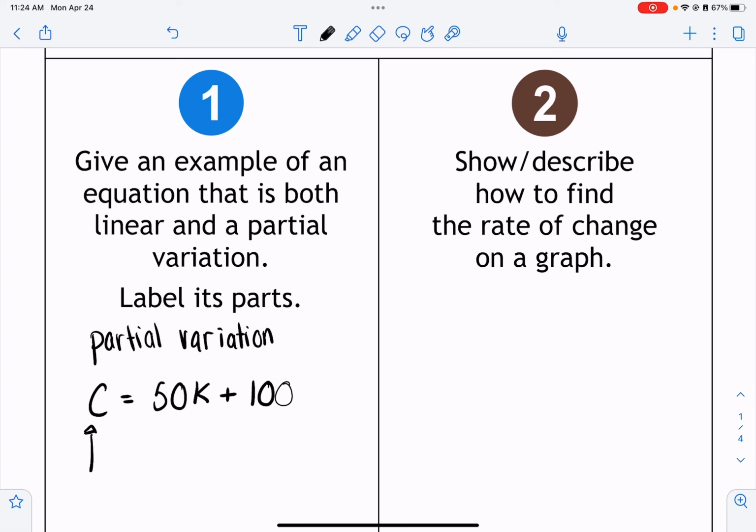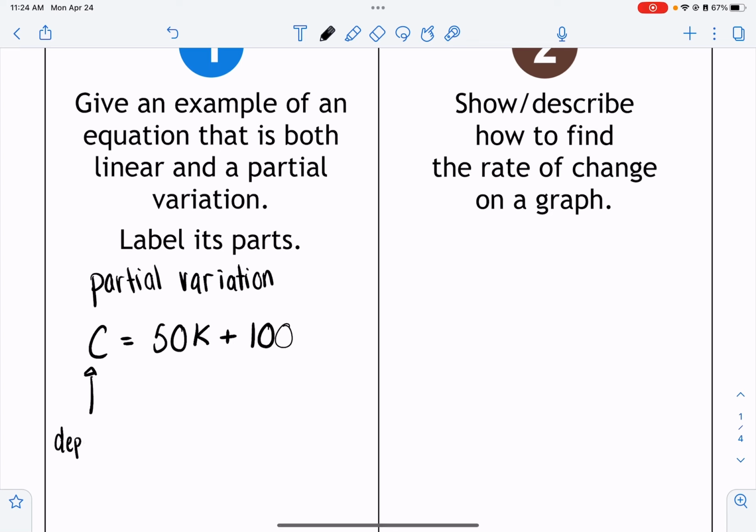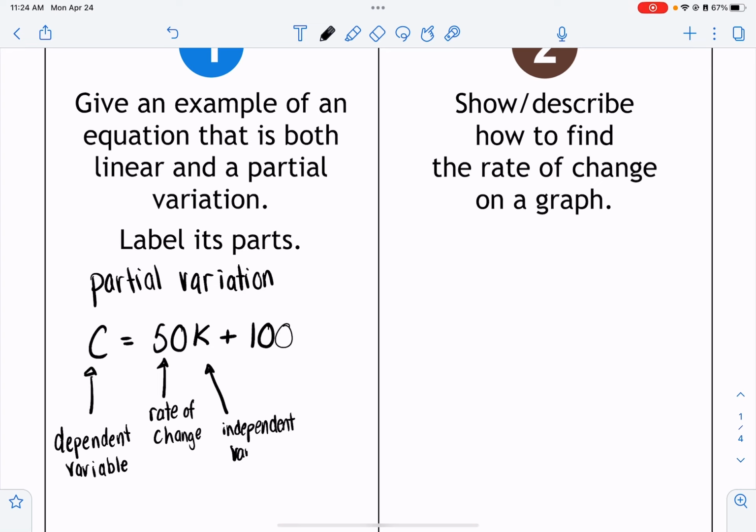Where C is the dependent variable, right? That's usually what is on its own, because it depends on the other variable. 50, that's your rate of change. K is your independent variable, right? That's the one that will determine the dependent variable. That's the one that kind of stands on its own a little bit more. And then 100 here, that is your initial value. So again, a partial variation is one that also has an initial value other than 0.